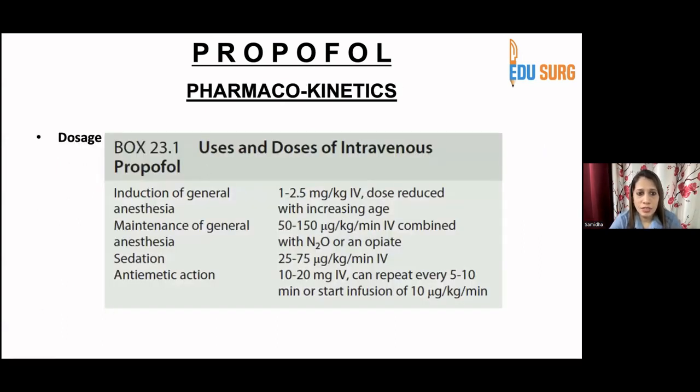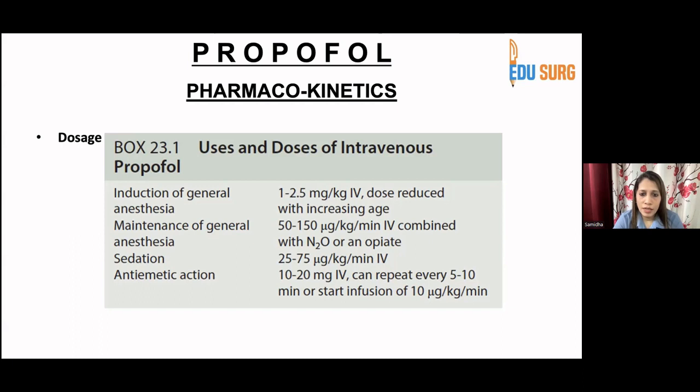Pharmacokinetics: for the various indications, you will have different doses. For induction of general anesthesia, most commonly used is 1.5 to 2.5 milligram per kilogram IV dose, which you, of course, titrate as you use it in elderly patients. Why, we'll see later. For maintenance of general anesthesia, you can use an infusion, 50 to 150 microgram per kilogram per minute IV, combined either in a balanced form with nitrous or an opiate, depending on whether you're giving total intravenous or balanced anesthesia.